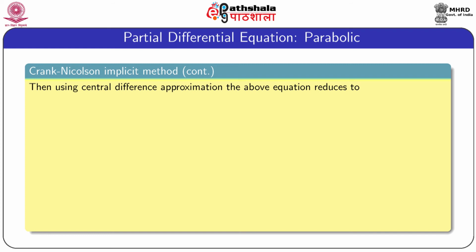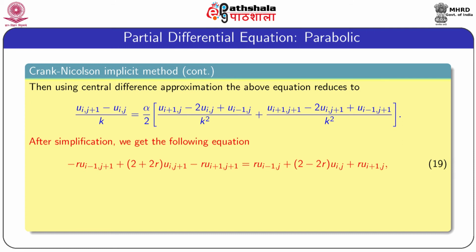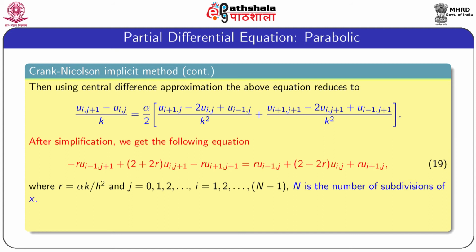Thus, using central difference approximation, the above equation reduces to this form. After simplification, the above equation reduces to equation number 19. Note that in equation 19 there are 3 values of u present in the right hand side and 3 values present in the left hand side. And in this case the value of r equals alpha k by h square and the values of j are 0, 1, 2 and so on, but the values of i are 1, 2 up to n minus 1, where n is the number of subdivisions of x.